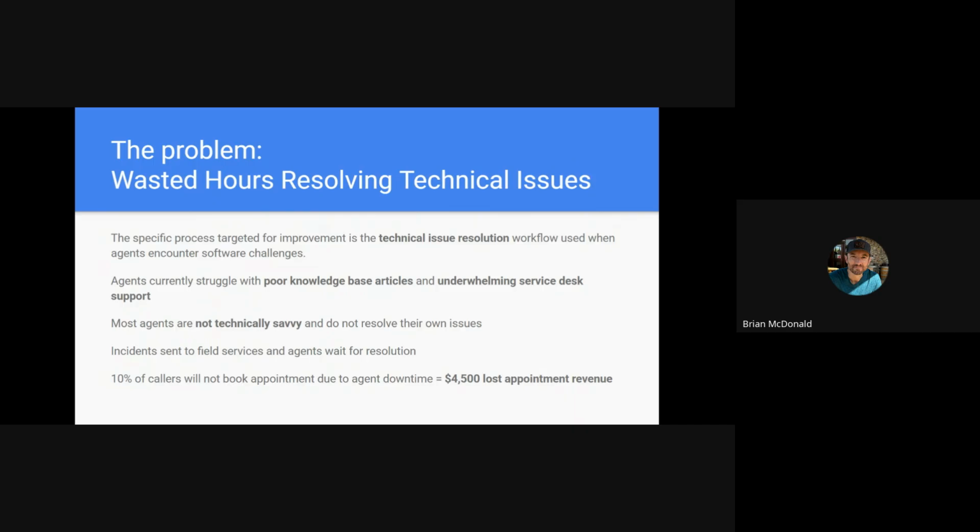From a calculation perspective, about 10% of callers might not be able to get their appointment booked due to agents being down and not being able to take calls, which could result in about $4,500 of lost revenue for the month.